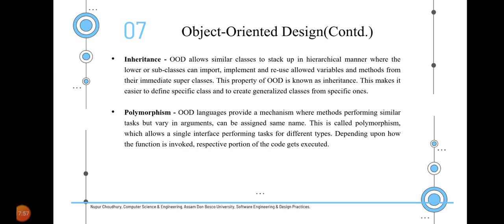Inheritance basically allows similar classes to stack up in a hierarchical manner, where the lower classes or subclasses can import, implement, and reuse allowed variables and methods from their immediate superclasses. So this greatly involves inheritance from the superclasses, and we can reuse the properties and methodologies which were a part of the superclasses. This property of object-oriented design is known as inheritance, and it makes it easier to define specific classes and to create generalized classes from specific ones, or vice versa.